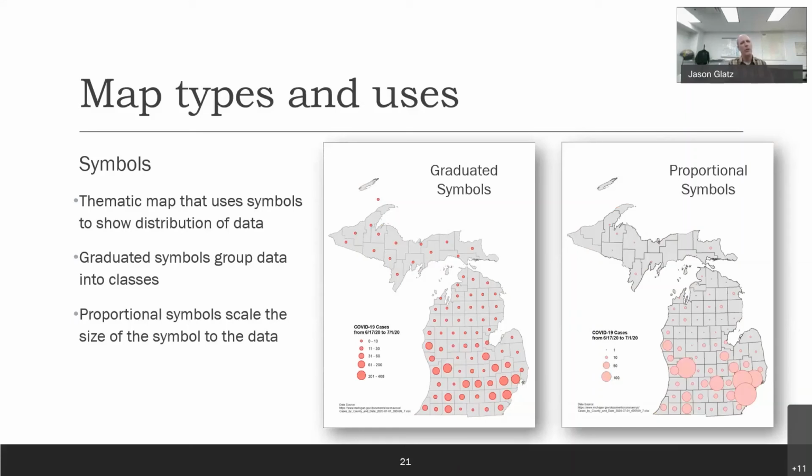I generally like proportional symbols if the data supports it. If you have a huge variance in your data, that doesn't necessarily lend itself well to a proportional symbol, because you might have one of your symbols that would obscure all of Michigan, say, which then doesn't make for a very good map.